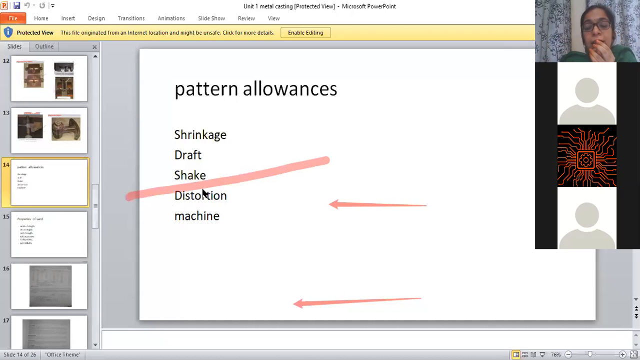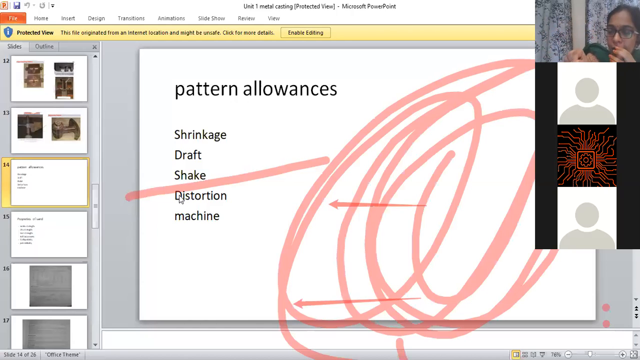Distortion allowance is a negative allowance. Please remember it. The shrinkage, draft, and shake allowances are positive allowances. In the sense, you will add them. Let's say if I want to manufacture a 20 mm rod, I will just give +2 or +0.1. Whereas for the distortion allowance, you will subtract it, right? We'll see it in the PDF.